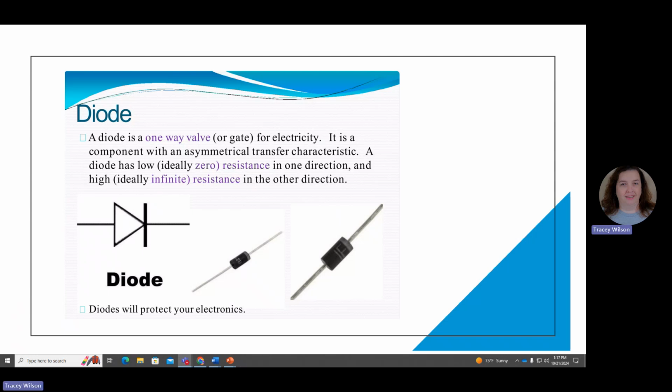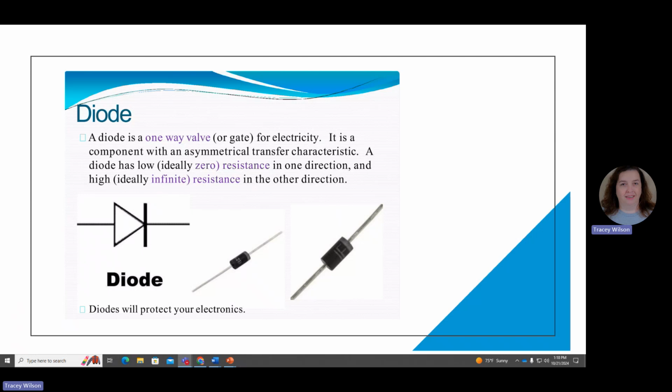It ideally has zero resistance because we just want it to flow. We don't want to stop it from flowing in the direction it's supposed to go. It only stops it in the direction it's coming back from. So it has zero resistance in the flow direction and should have the most resistance, or they say infinite resistance, in the other direction. So it should 100% block it from going the wrong direction.